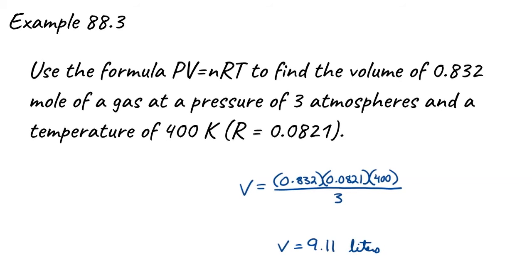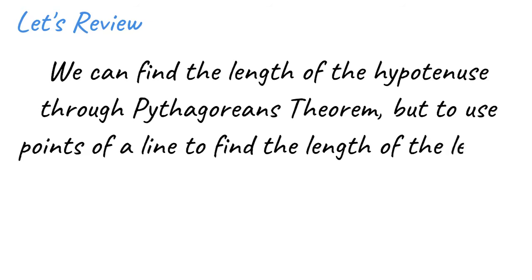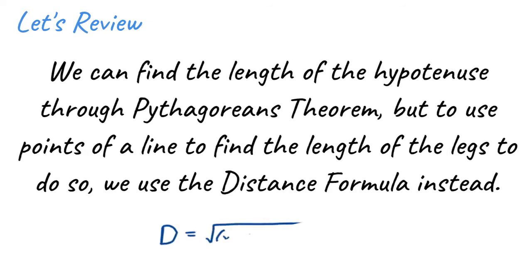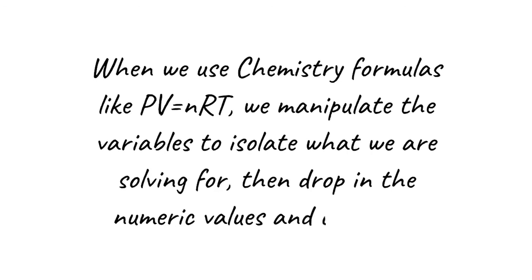So let's review. We can find the length of the hypotenuse through the Pythagorean theorem, but to use points of a line to find the length, we use the distance formula instead. When we use chemistry formulas like PV equals nRT, we manipulate the variables to isolate what we are solving for, then drop in the numeric values and calculate.